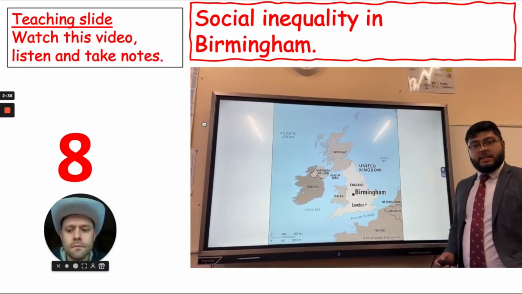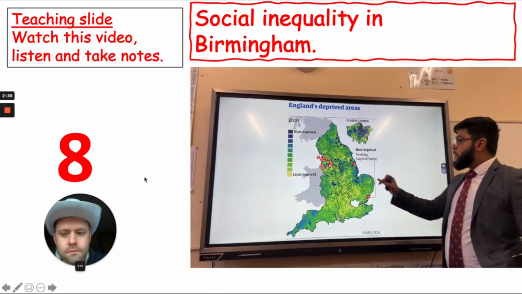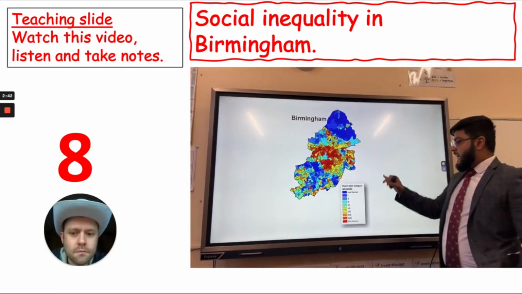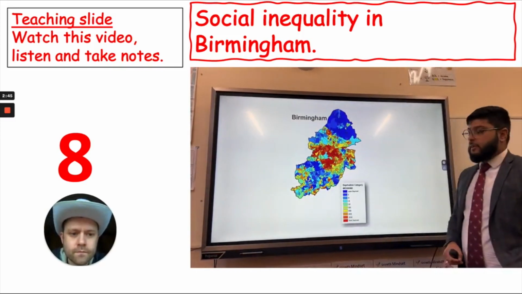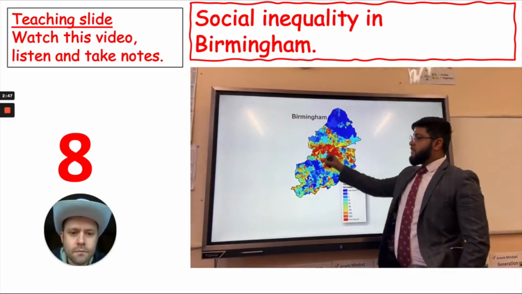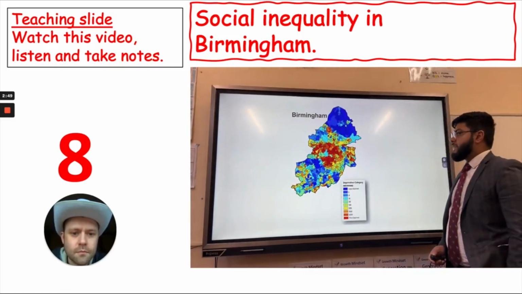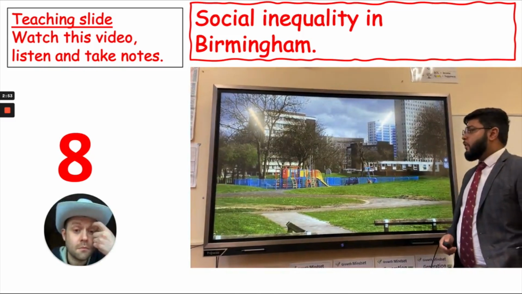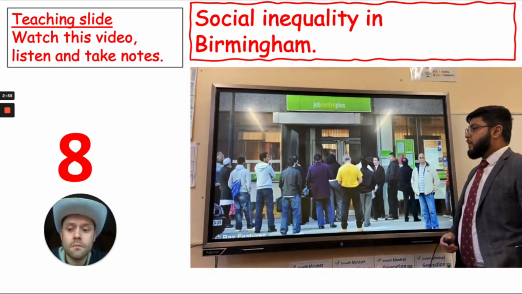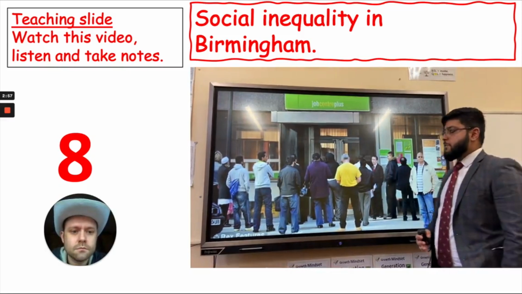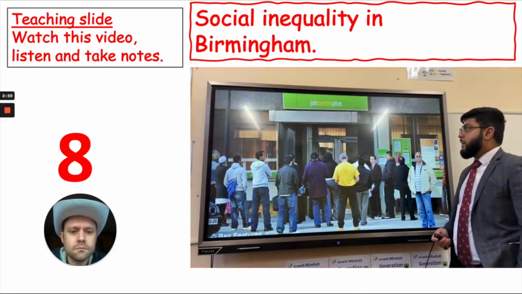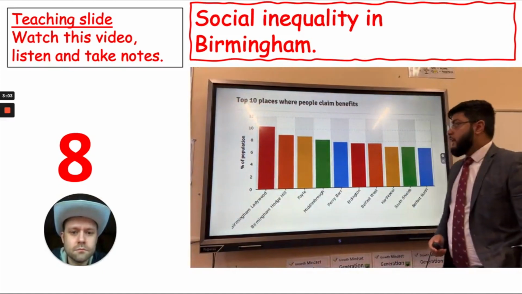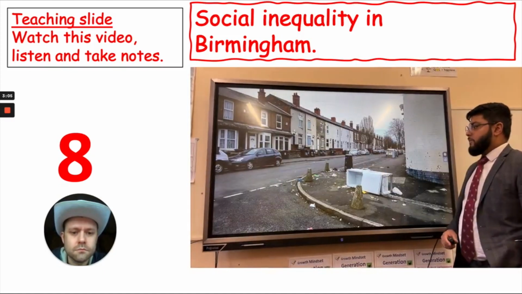Social inequality in Birmingham. As we can see, Birmingham has some of England's most deprived areas, and from the key we can see that the red, or the darkest colour, tells us the most deprived areas are in the inner city centre. One example of these areas is Ladywood, with a really poor or low standard of living and low quality of life. A symptom of that is it has the highest unemployment rate in the UK, just over 10% of people claiming unemployment benefit.